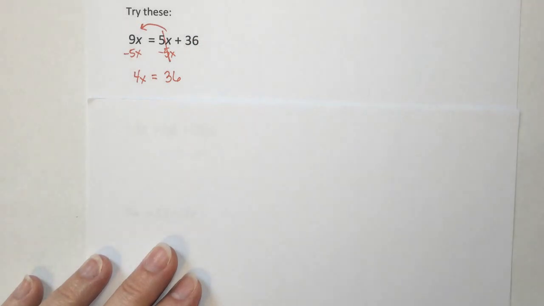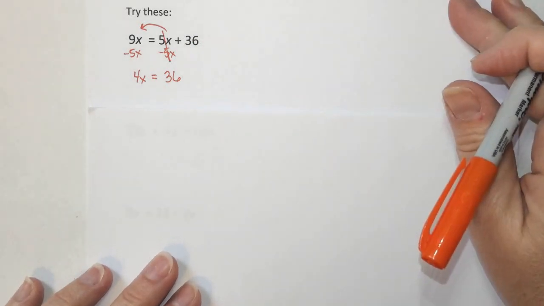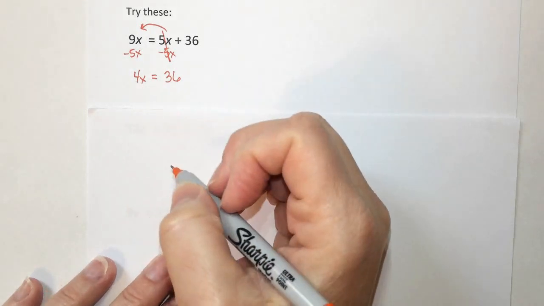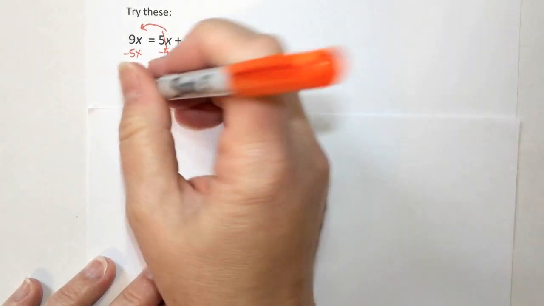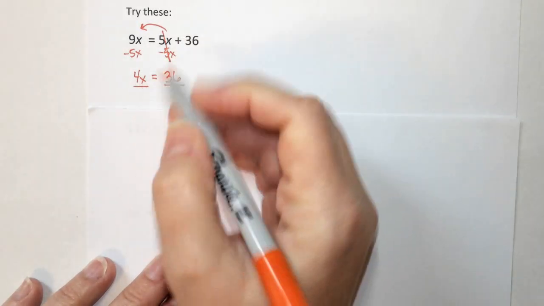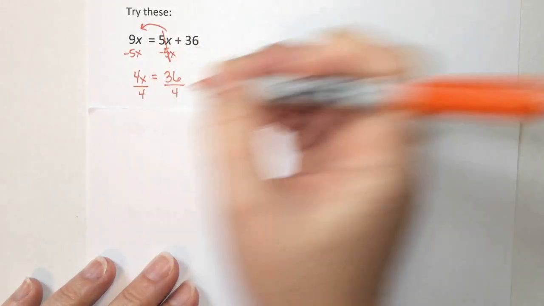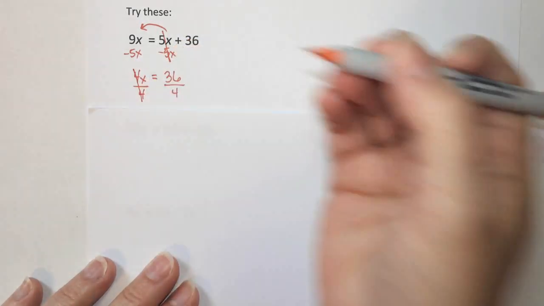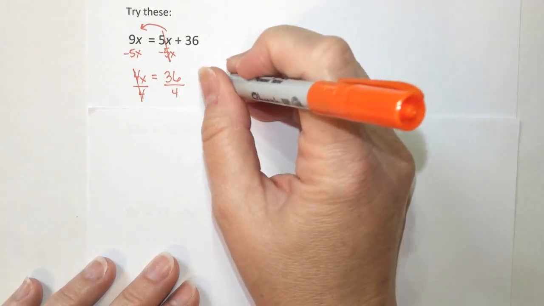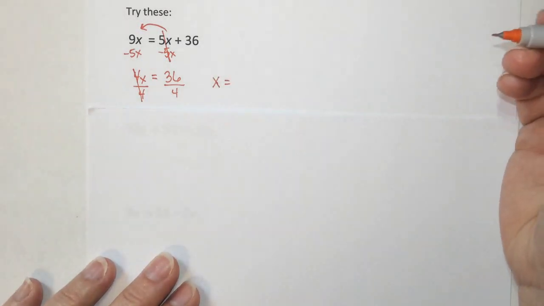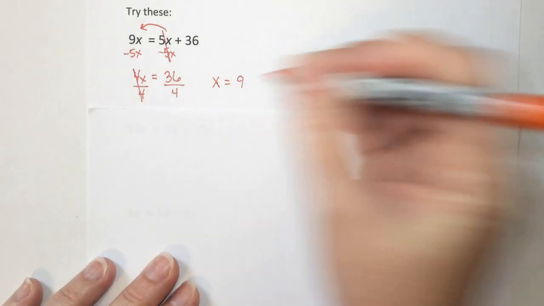Back to an easy one-step problem. 4x equals 36. So this is multiplication. What's the inverse of multiplication? Division. Divide both sides by the number right next to the x, by 4. That lets me say 4 over 4 is 1. Now I can ignore those numbers, and I've got x equals 36 divided by 4, 9.